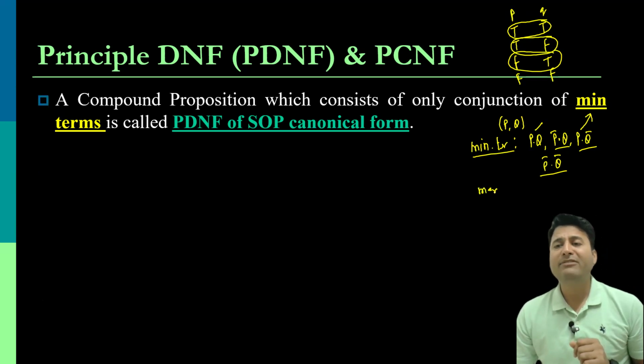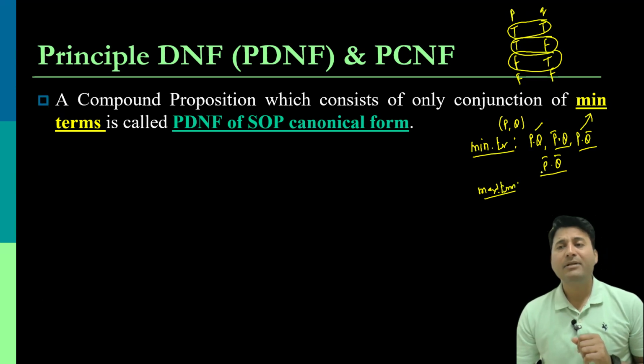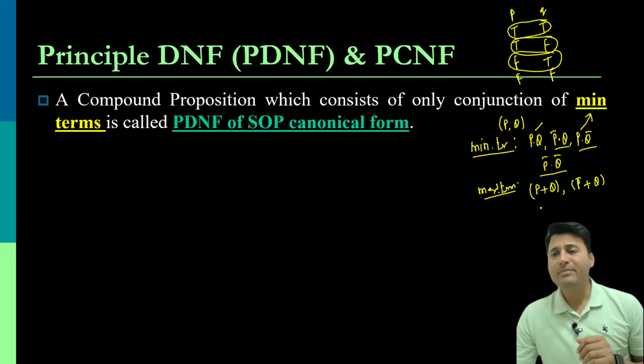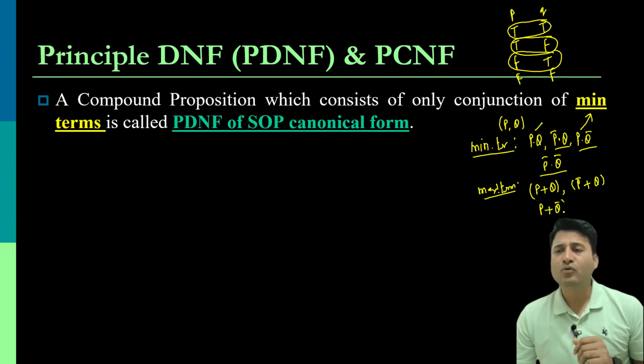On the same side, we do have max term. Now, what is max term? In place of dot, we do have the or connective, that is plus. So these are the max term in case of two variable.